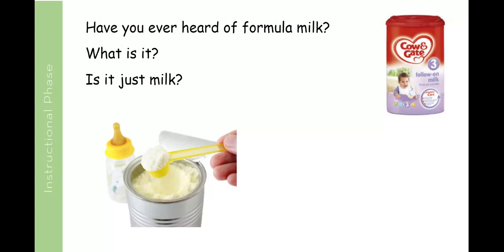So, we know what a pure substance is, but have you ever heard of formula milk? I'm sure you all have heard of formula milk. So, what is it? Is it just milk? Why is it called formula milk?